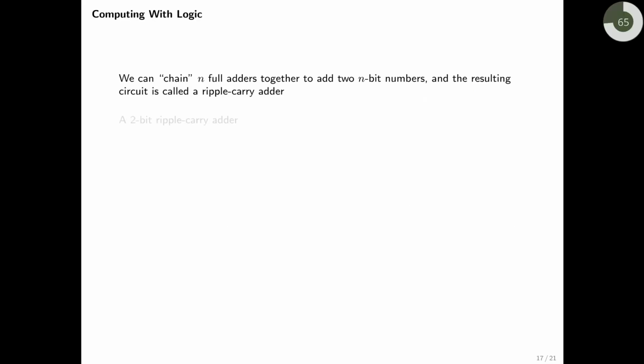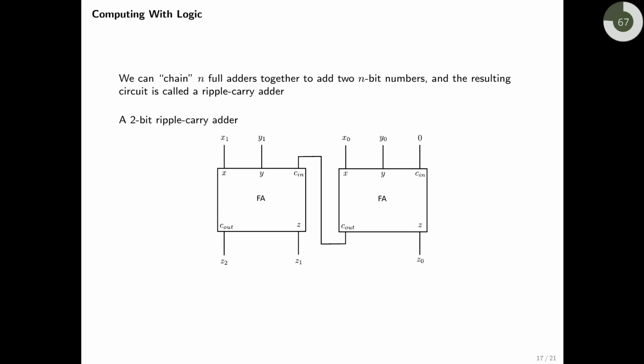And now what we can do is we can take n full adders and chain them together to get something that can add two n-bit numbers. Okay, and the resulting circuit is what we call a ripple carry adder. And shown here is a 2-bit ripple carry adder. So this one can add two 1-bit numbers. This one can add two 1-bit numbers. You chain them together in this fashion. So C out of this one is the C in of this one. C in of this is 0, and so on.